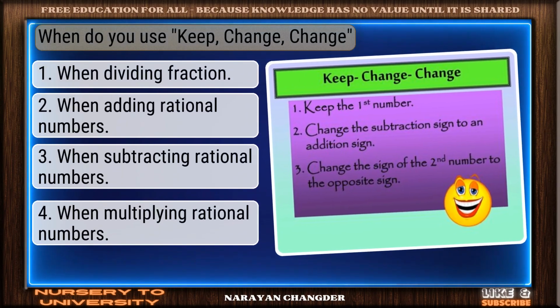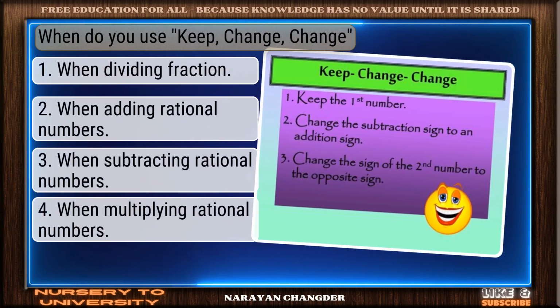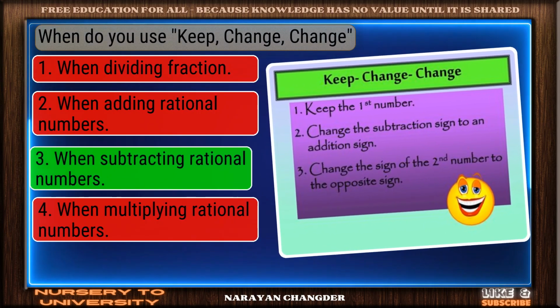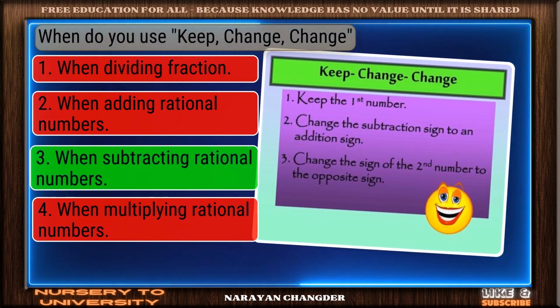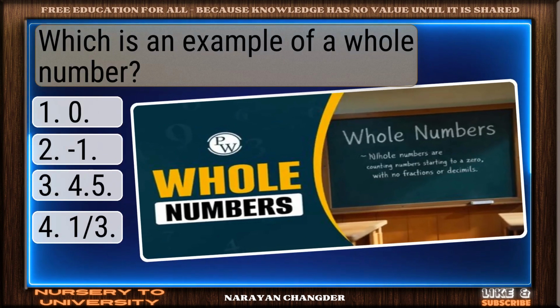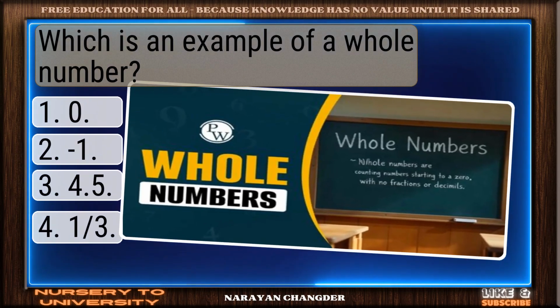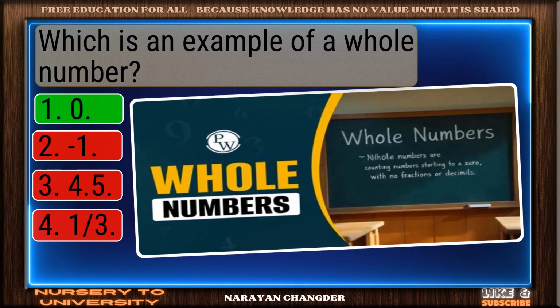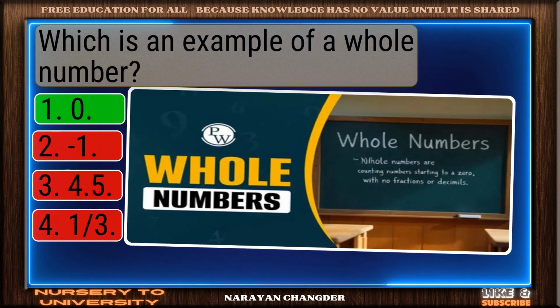Question number 46. When do you use keep change, change? Nicely done. When subtracting rational numbers is a solid answer. Question number 47, which is an example of a whole number? You chose zero, and it is correct.